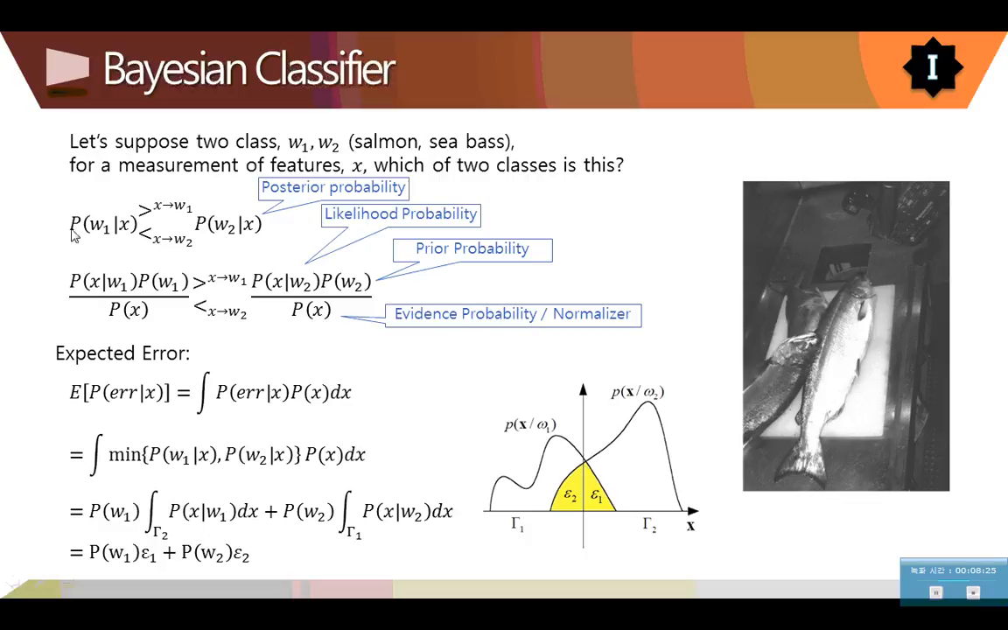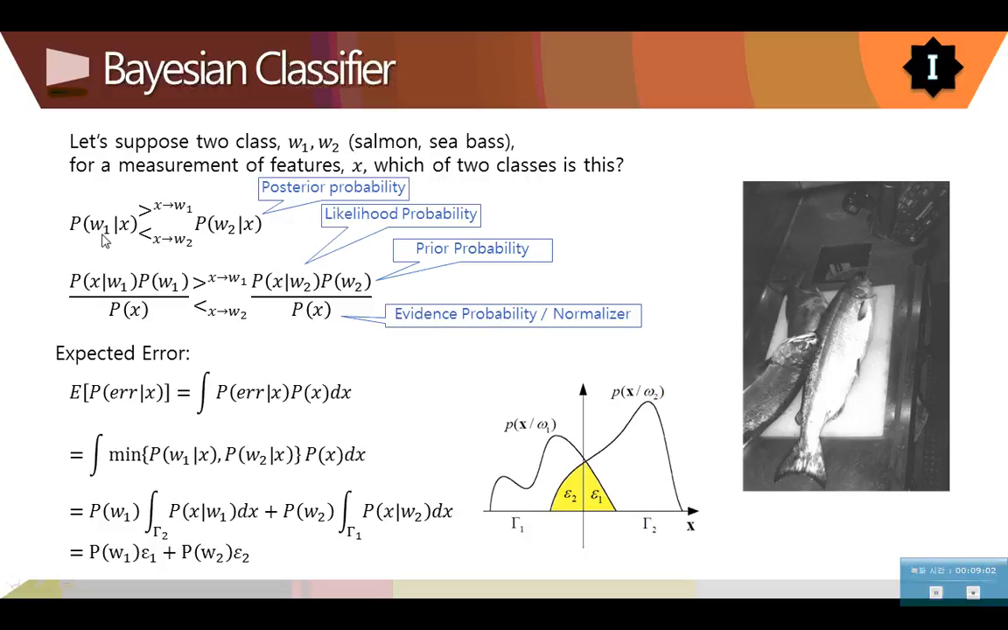Basically, the solution is easy. If the probability of omega 1 given my measurement, the 2 centimeters, turns out to be larger than that of omega 2, then I will say the measurement is coming from omega 1 because the probability is higher. If the probability of omega 2 is higher than omega 1, then I will say the measurement is coming from omega 2, belongs to omega 2. So the meaning of this notation is: if this probability is larger than that one, the decision is x belongs to omega 1. If the right side probability is larger than the left side, then x belongs to the right side, which is omega 2.